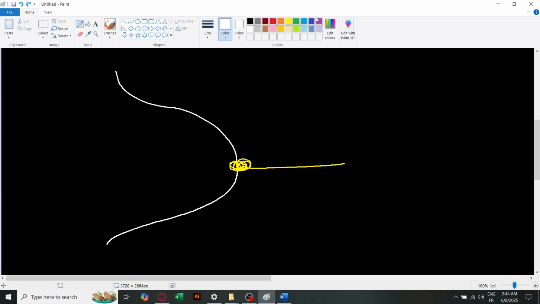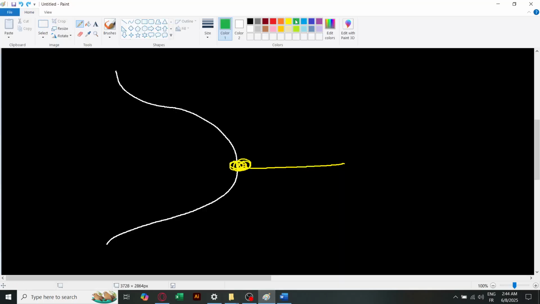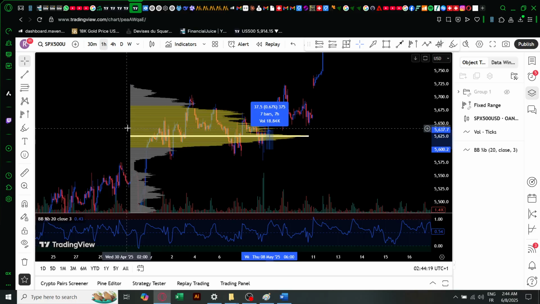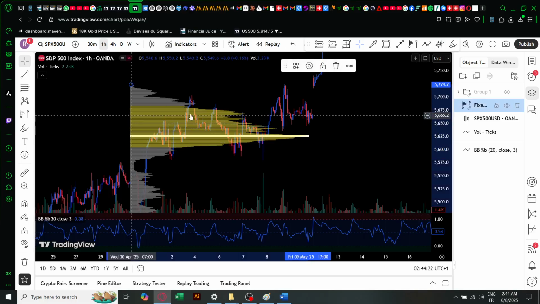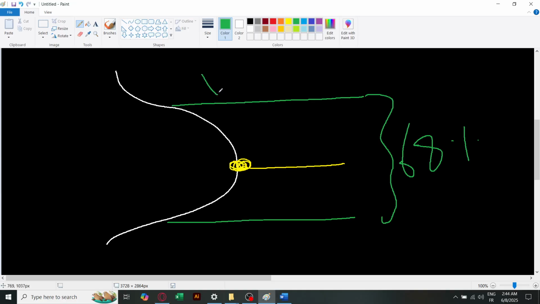Anyway, this is the point of control, and the value area. What does the value area mean? Value area means 68% of data, where 68% of data falls on the volume profile. For me, I took this level from here to here, and it's marked in yellow here. So 68% of the data or volume is marked over here, and this is called value area high and value area low.